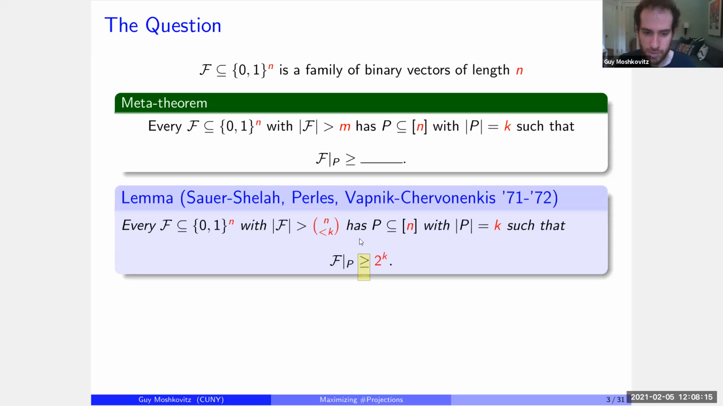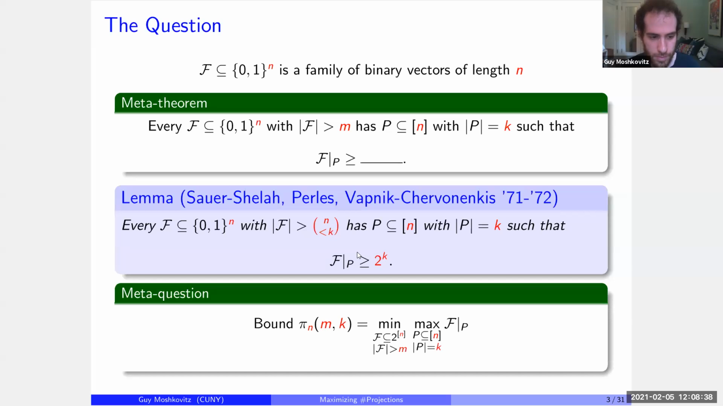I think in statistics or machine learning, they usually refer to such a set P as a shattering set. We say that the family is shattered, right? When you project on that P, you see all possibilities, all possible strings, all possible sets.